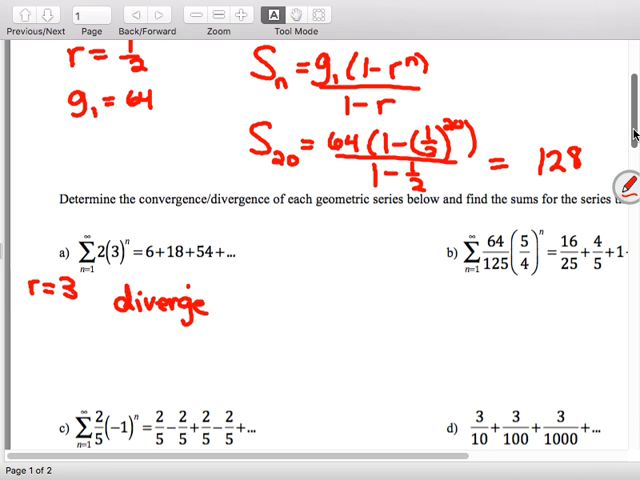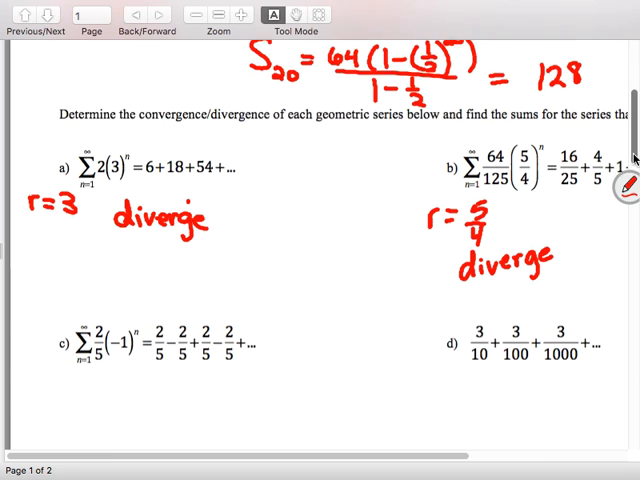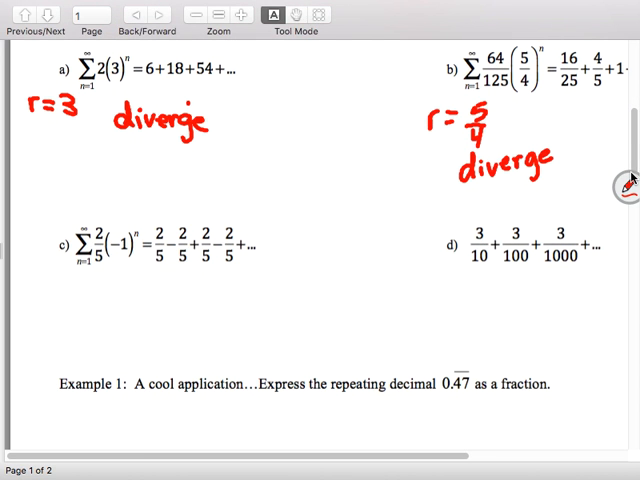How about in letter B, what's R? 5/4. So I would like to see on a quiz or a test that you find R and not just write diverge so that I know how you figured it out. Letter C, what's R? -1, diverge. And so I want you to look back at the chalkboard. I left it up from going over that homework problem. When we say R is between -1 and 1, it's not equal to. When it equals 1 or it equals -1, it's going to diverge.